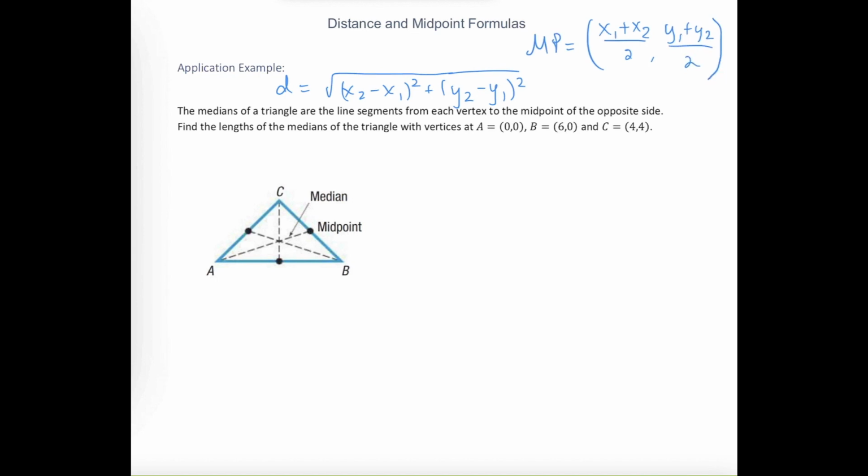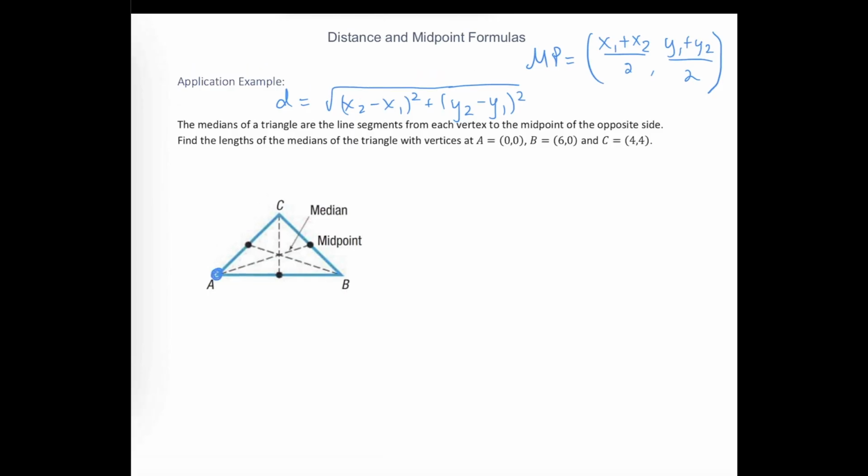So let's read this problem. The medians of a triangle are the line segments from each vertex to the midpoint of the opposite side. So a vertex of a triangle is one of the corners here, and the median is going to be the line segment that runs from one of the vertices to the midpoint of the opposite side. So this is one of the median values. Another median line segment runs from a vertex to the midpoint of the opposite side, and another median is one that runs from the vertex to the midpoint of the opposite side. So these are our three medians.